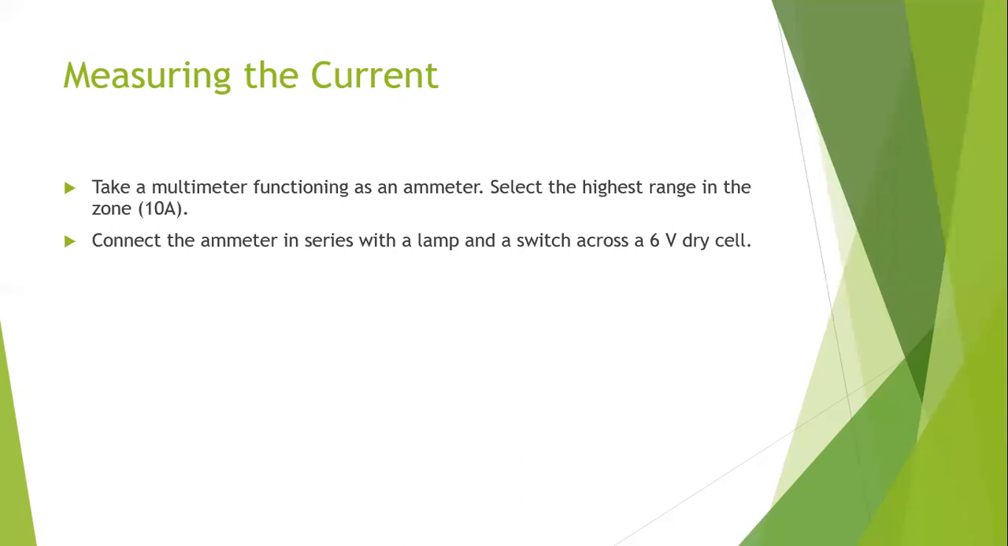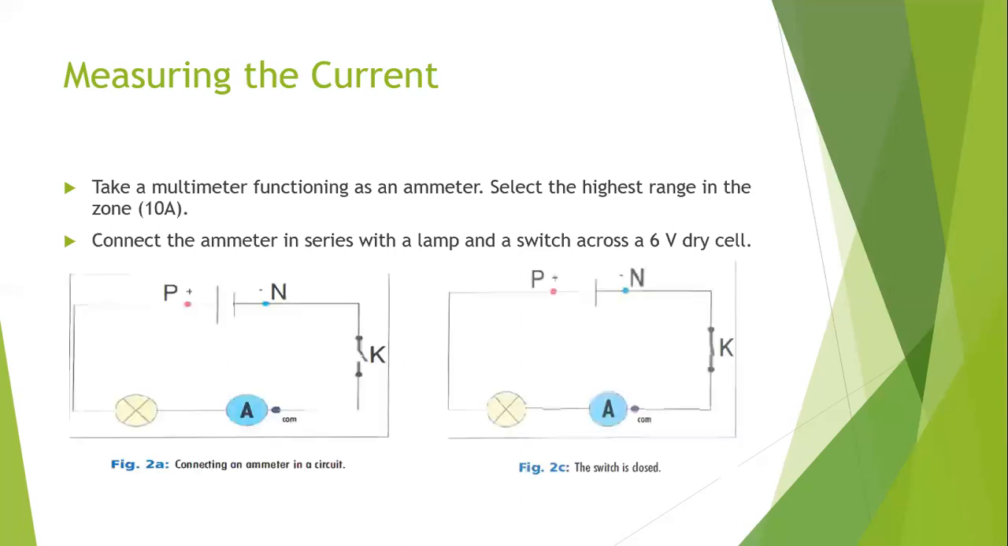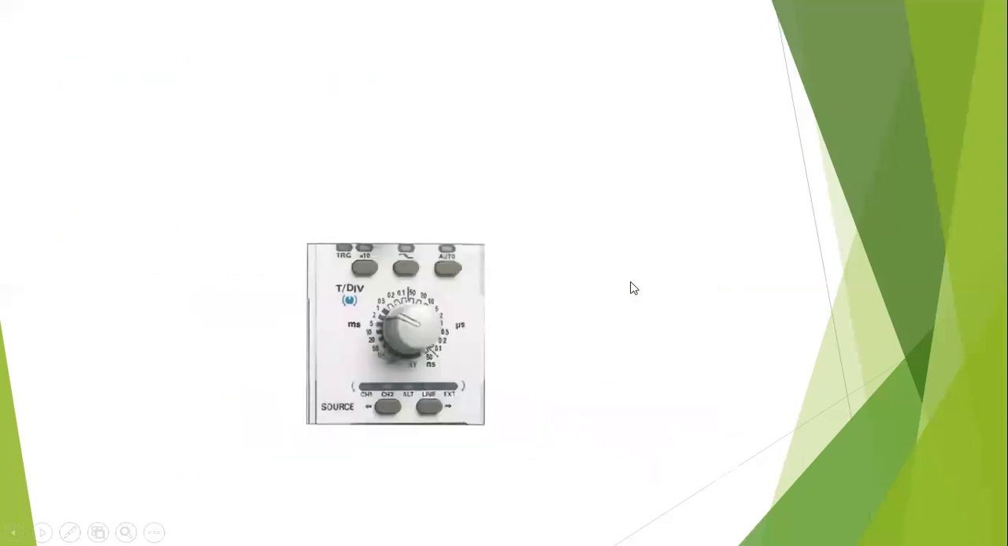Measuring the current. Take a multimeter functioning as an ammeter. Select the highest range in the zone, which is to turn the switch in the multimeter to 10 ampere. Connect the ammeter in series with a lamp and a switch across a 6 volt dry cell. As we see here in this schematic diagram, we have the battery with poles P and N, the lamp and ammeter in series, and switch K closed. So the current will pass from the positive pole of the battery to the negative pole.